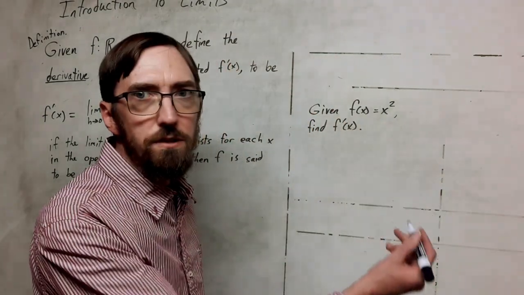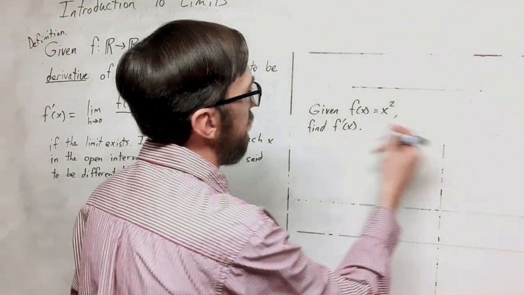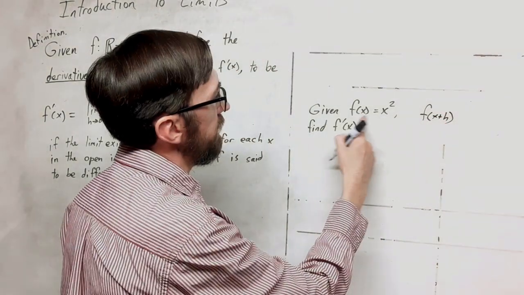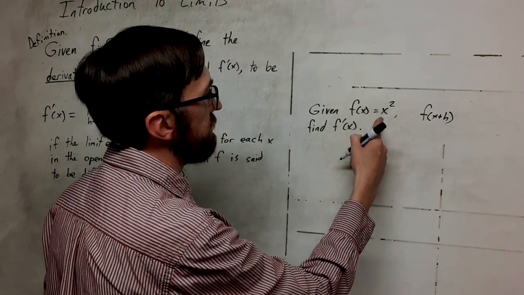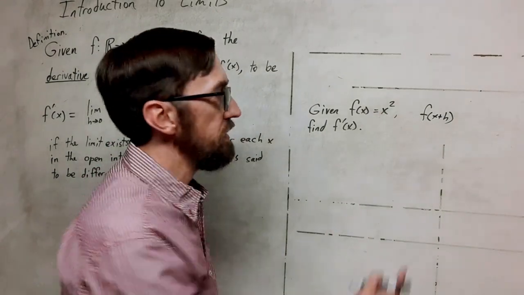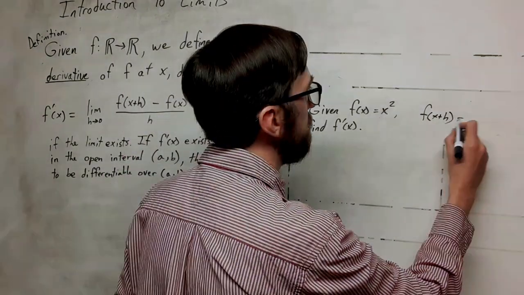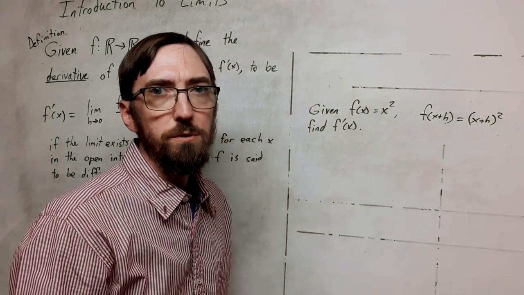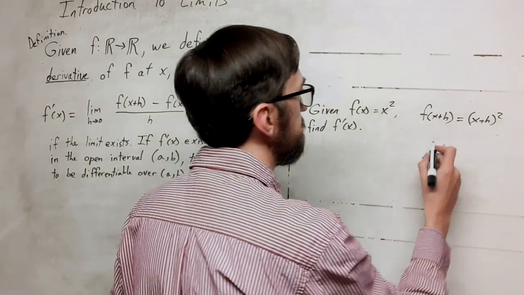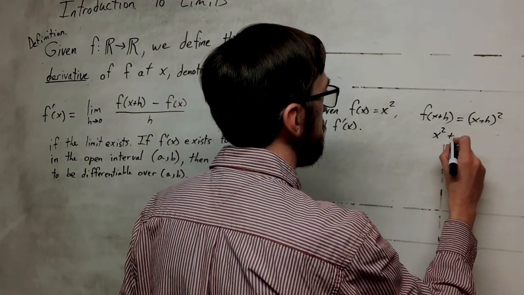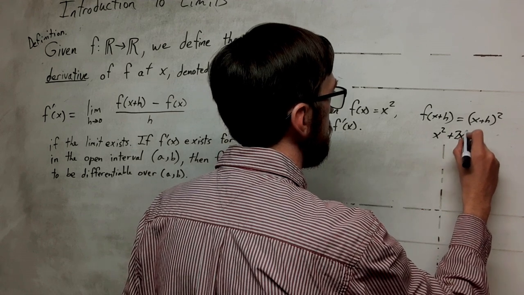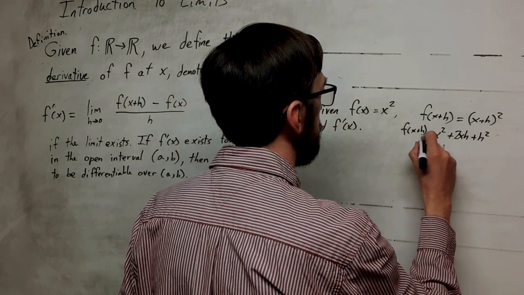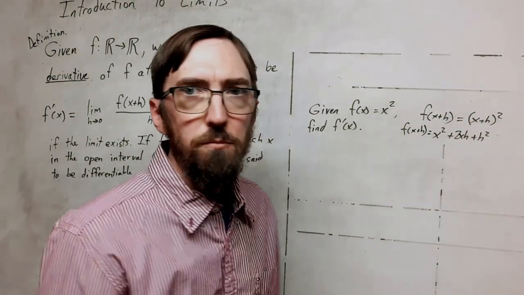Over here, let's take a look. If I want f of x plus h, everywhere that I have an x, I need to replace it by x plus h. So this x squared needs to be replaced by x plus h squared. So now we're going to have to do a little algebra on this. We're going to have to expand this out. All right, so we're just doing double distribution for that.